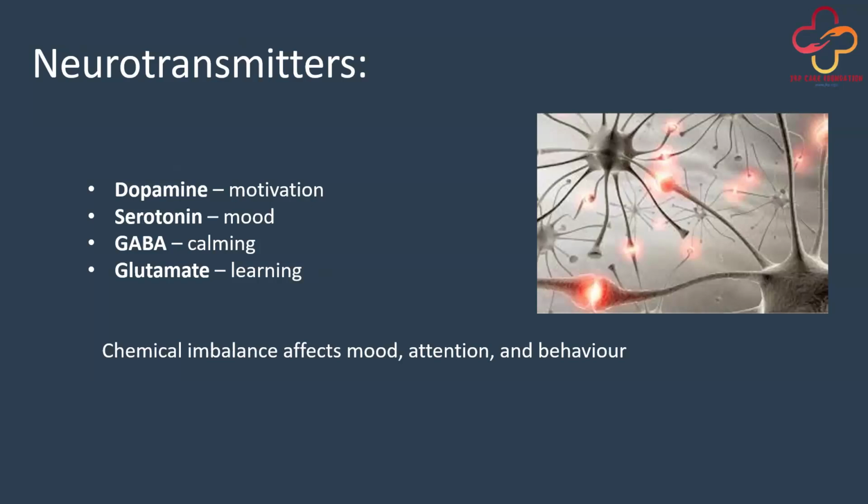The neurotransmitters, the chemical part of it, are majorly four: dopamine, serotonin, GABA, and glutamate. Dopamine is responsible for motivation, serotonin for mood, GABA for calming, and glutamate for learning. In autism we also find chemical imbalances. The chemical imbalances affect mood, attention, and behavior. If motivation is not there, or serotonin has some deficits, then mood is affected; they don't get calm easily, or learning is affected. Ultimately, it affects mood, attention, and behavior.